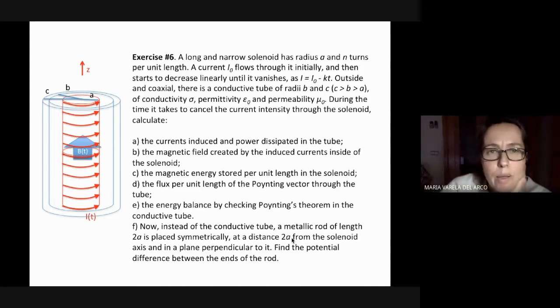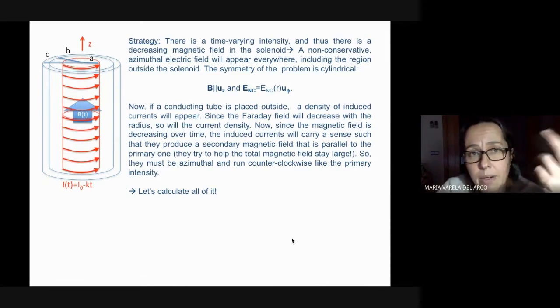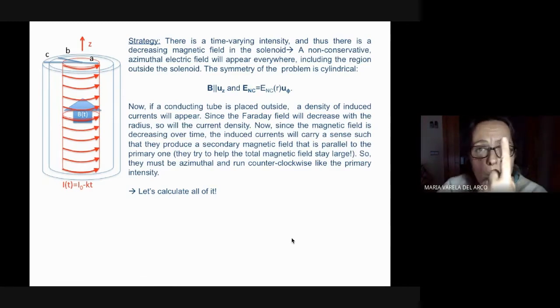All right, let's go one by one then. First of all, the strategy here obviously is to realize that there is a time-varying intensity and therefore there is a time-varying magnetic field, which decreases but it points upwards.